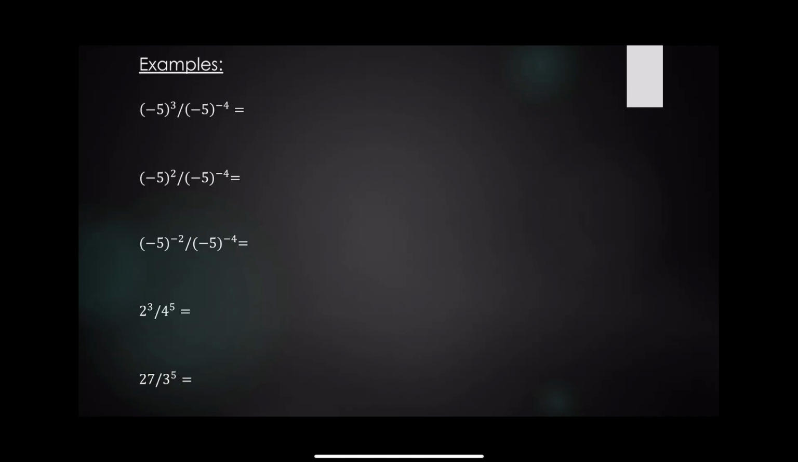Negative 5 to the power 3 divided by negative 5 to the power negative 4. This is odd and this is even, which is minus, and then you can write it as 5 to the power 3 over, cancel this because this is even, 5 to the power negative 4. So what will be the answer? Bring this one here, 5 to the power 3 minus negative 4, which is minus 5 to the power, negative with negative will become positive, so it's 3 plus 4, which is negative 5 to the power 7.